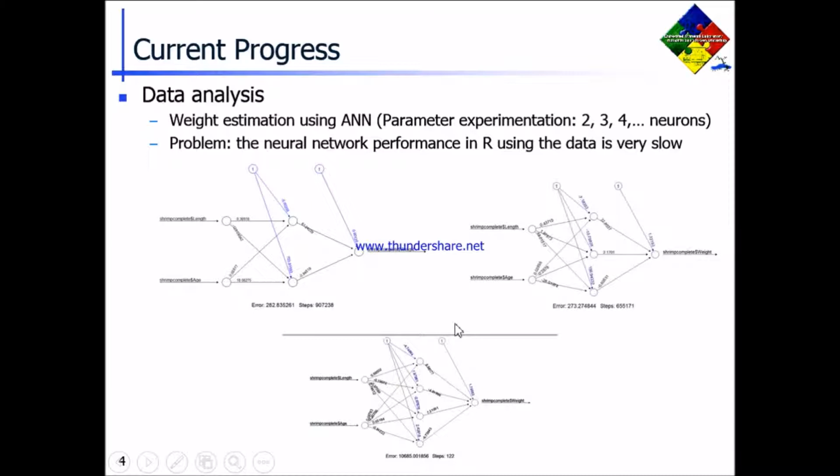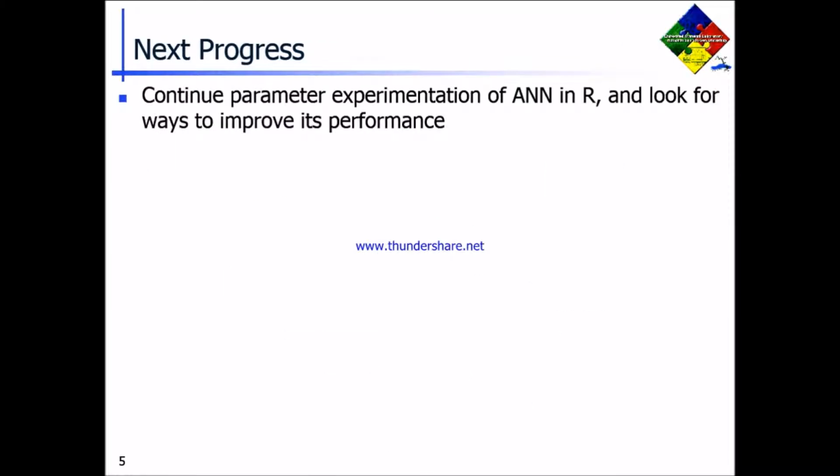For my next progress, I plan to continue the parameter experimentation and look for ways to improve the performance of the algorithm in R, or maybe in some other tools that still implement ANN. That's all for my progress report for today.